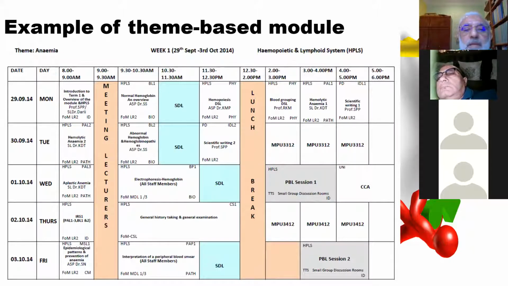And if you see here, the departments are not being emphasized, are not taking any prominent place, but the most important thing is the theme of the week, where every discipline is contributing.